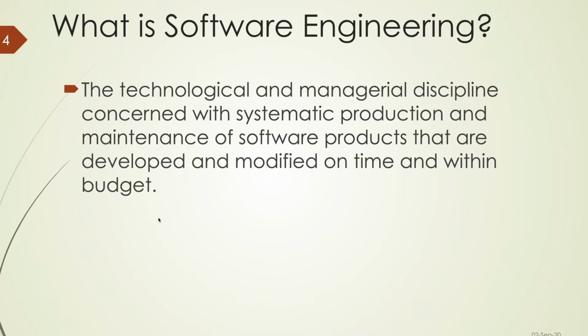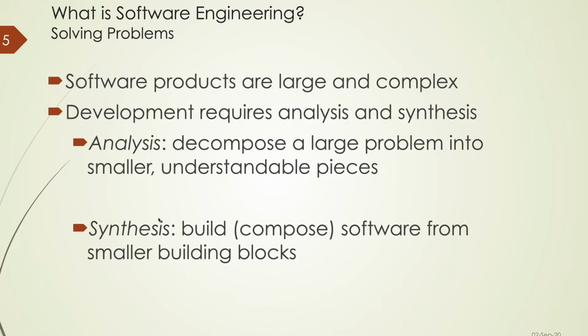So what is software engineering? Software engineering is the technological and managerial discipline concerned with systematic production and maintenance of software products that are developed and modified on time and within budget. So therefore what we're saying is that it's an engineering discipline. So it is organized, it's disciplined, so it is planned.